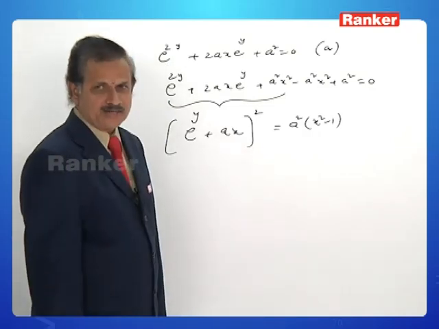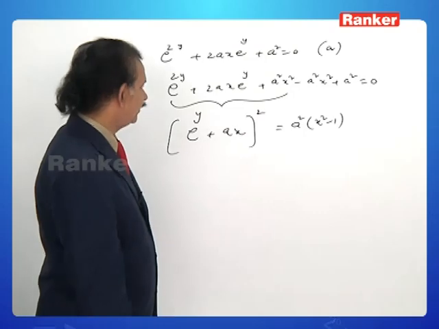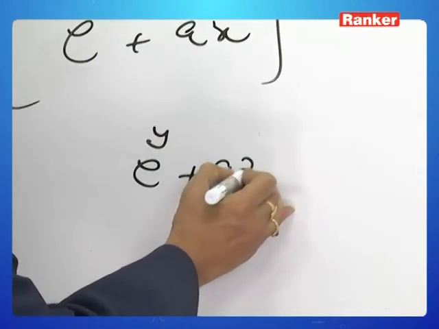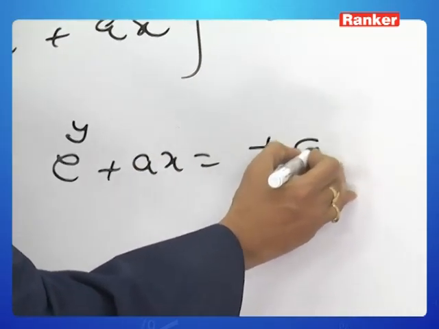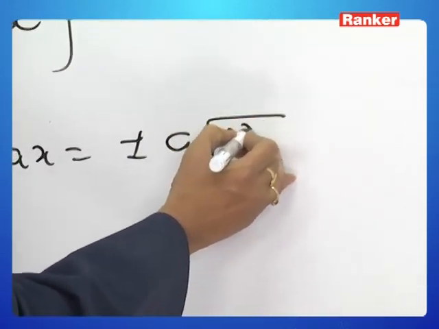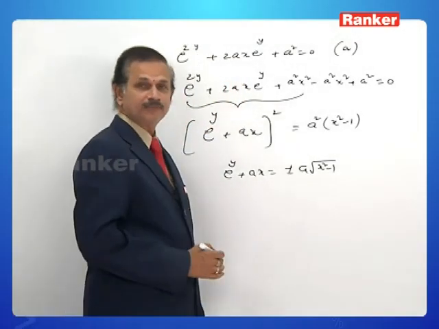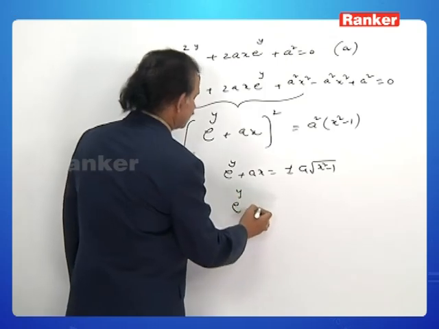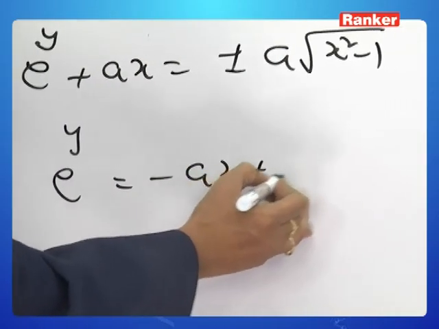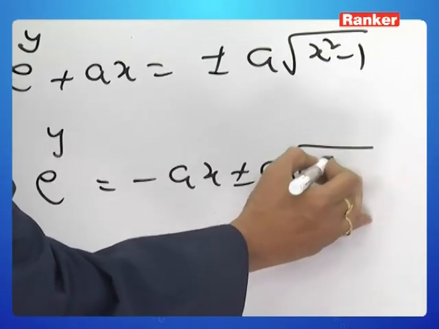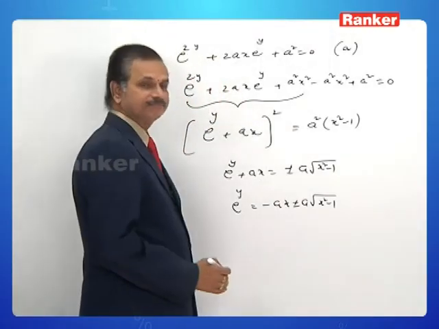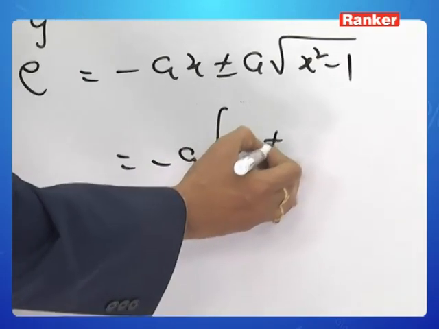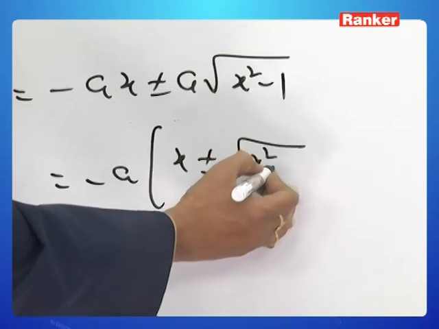I think I can write it like that. Okay. From this, what can you have? e power y plus ax is equal to plus or minus a root x square minus 1. Am I right? Therefore, e power y is equal to minus ax plus or minus a root x square minus 1, right? This is equal to minus a into (x plus or minus root of x square minus 1), correct?